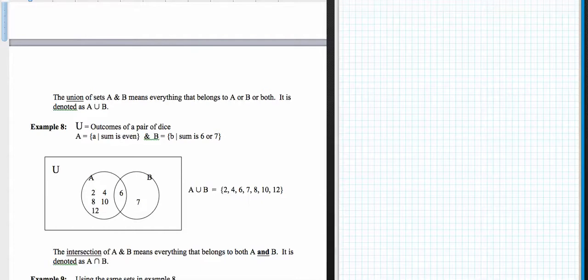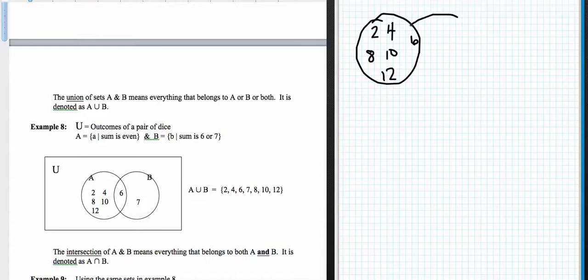So what you'll notice here is the set A within its borders, so let me draw it over here, contains 2, 4, 6, 8, 10, and 12. And I need to erase this so it looks like a 4 and not some funky 7 or something. So we have that 2, 4, 6, 8, and 10. And then what you'll see is that when set B is drawn, set B encompasses that 6, but it also has 7 in it.